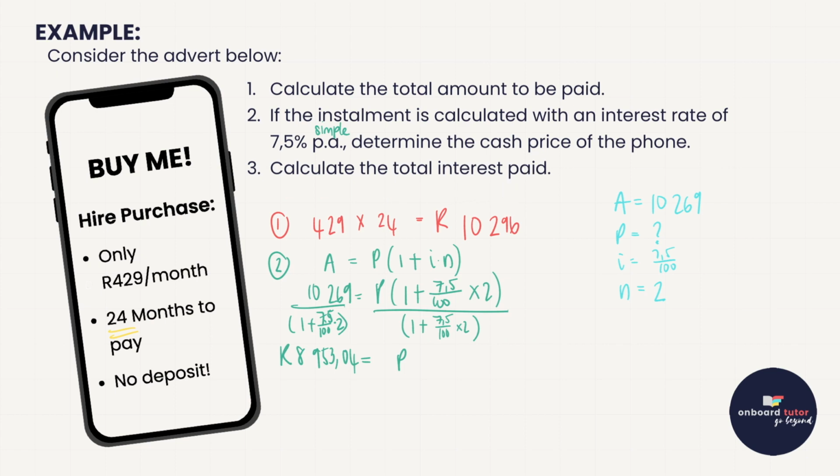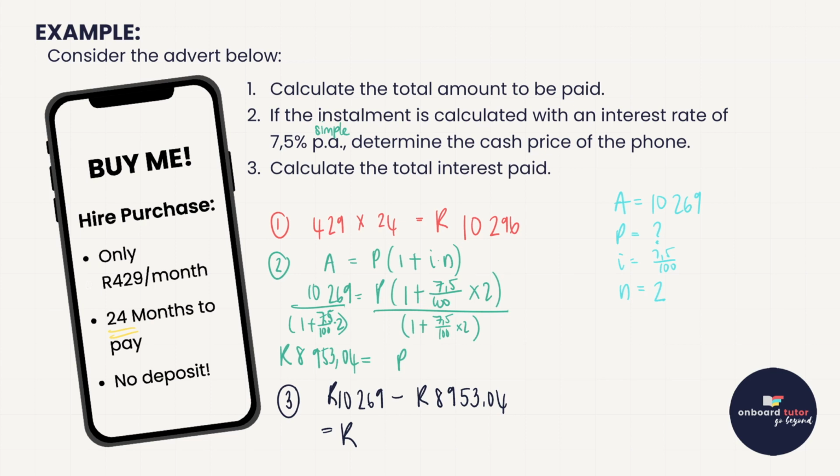So be careful, there's a difference between interest and interest rate. Interest is just the extra money that I paid. So if I took this agreement, I would be paying 10,269. But if I could have afforded the phone straight up, I would have paid 8,953 Rand and 4 cents. So whatever's left there is interest.